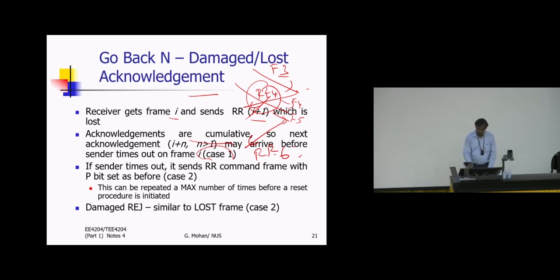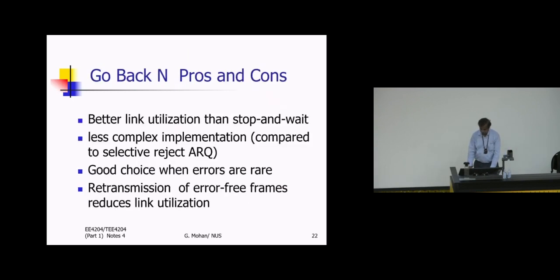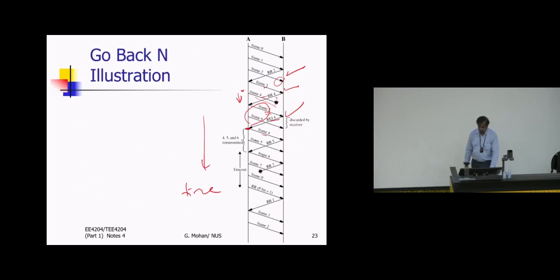Suppose RR6, this kind of command frame, is not received before the sender times out. That might happen. If the sender times out, the same procedure is used. The sender will send an RR command frame. That's a command frame where one bit is set, that is the P bit, the probe bit. When it is received by the receiver, it will respond with, okay, I want this frame. Look at this case. Frame 6 is received. It responds with RR7. This is lost.